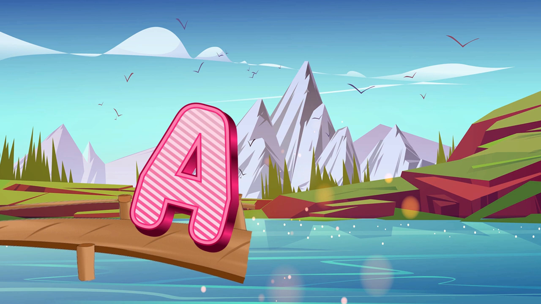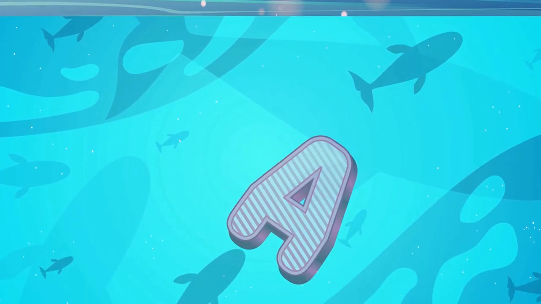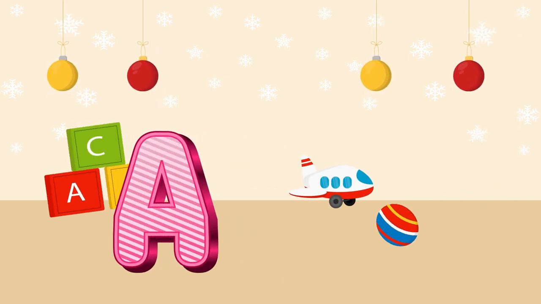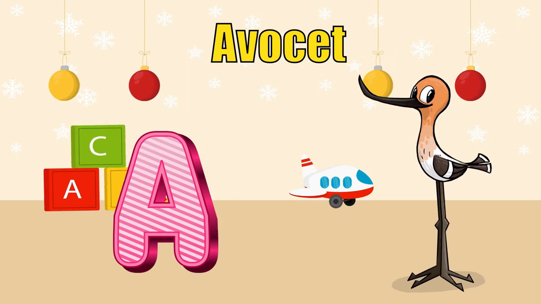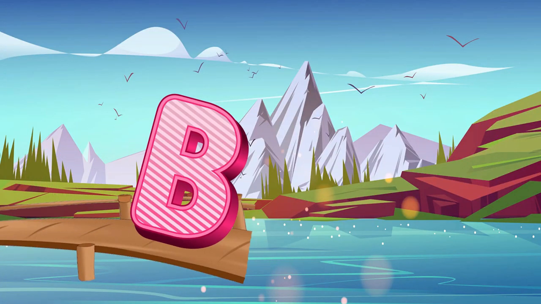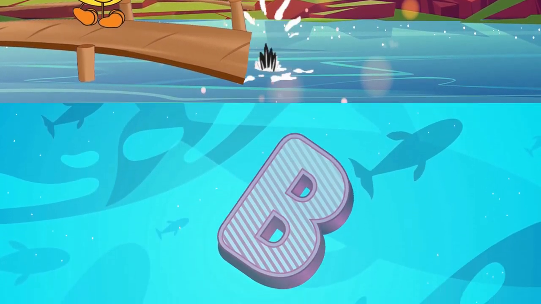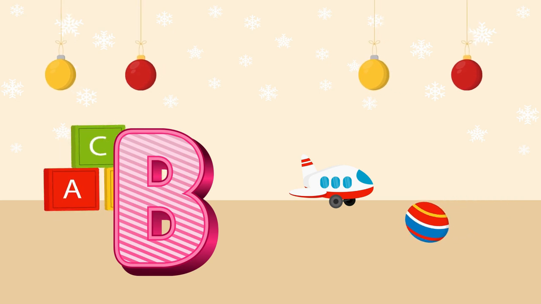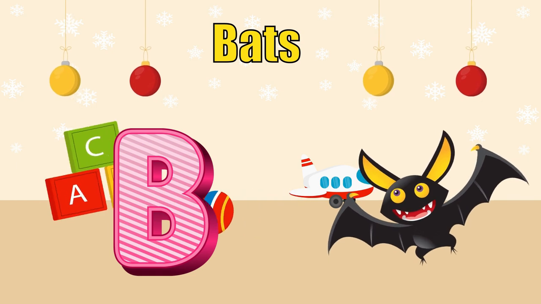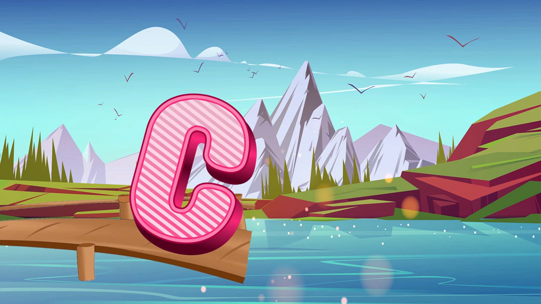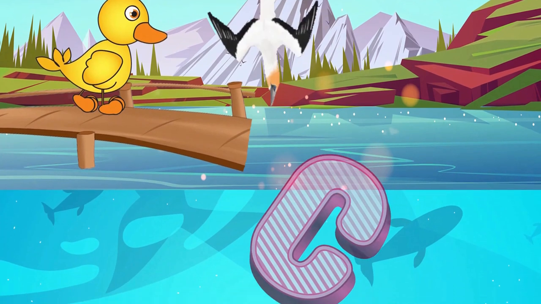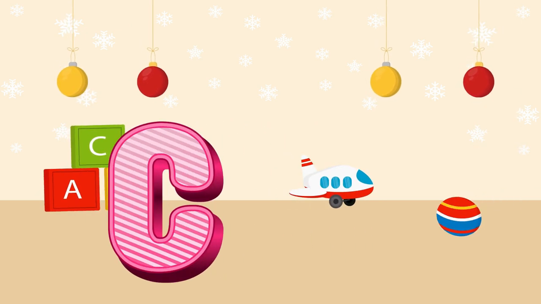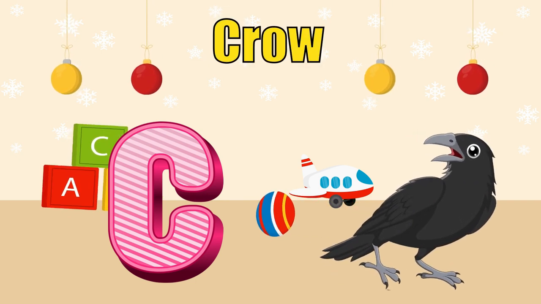A. A is for avocet. B. B is for bats. C. C is for crow.